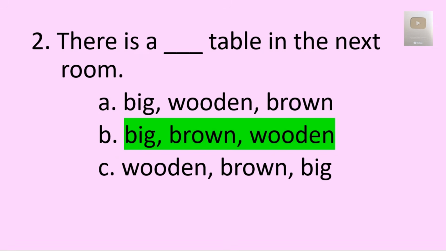I have already given you a video on the order of adjectives, so I'm sure you know that we use size, color, and then material. So B is correct. There is a big brown wooden table in the next room. That is the right answer.